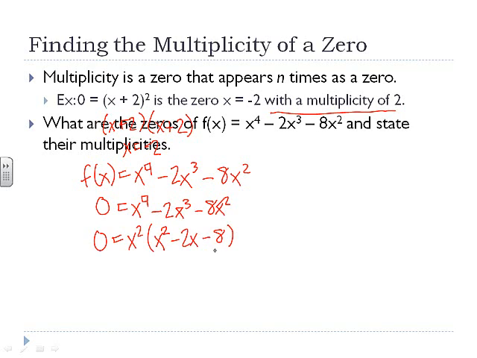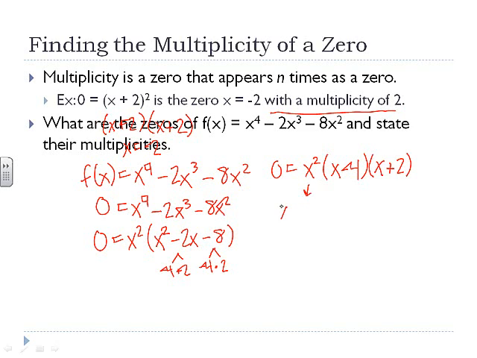From chapter 4, we learned to factor this by finding what multiplies to make negative 8 and adds to make negative 2. So we can use negative 4 times 2, negative 4 plus 2. So we can continue to factor, leaving the x squared out front, and then we find the other factors to be x minus 4 and x plus 2.